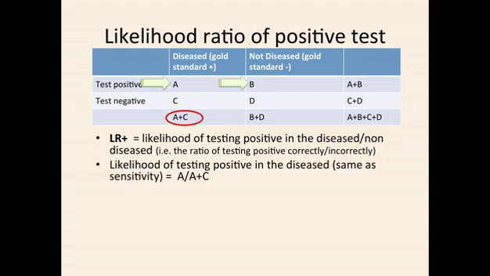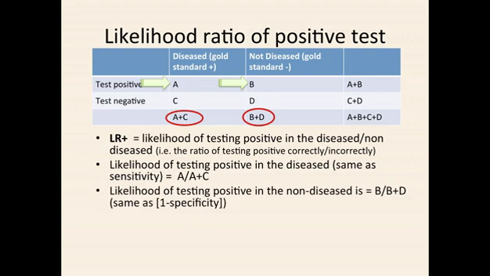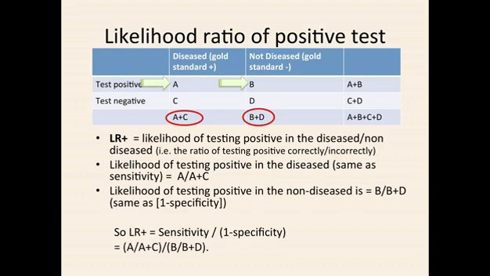Similarly, B refers to the number of people who incorrectly test positive out of B plus D who do not have the disease. So B by B plus D will give us the denominator for the LR positive ratio. This is nothing but 1 minus specificity. So we can calculate LR positive using the formula sensitivity divided by 1 minus specificity. This is given by A by A plus C divided by B by B plus D.